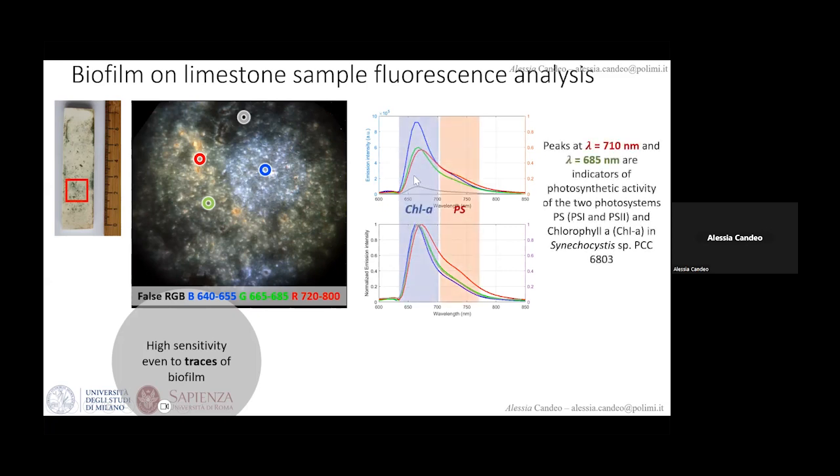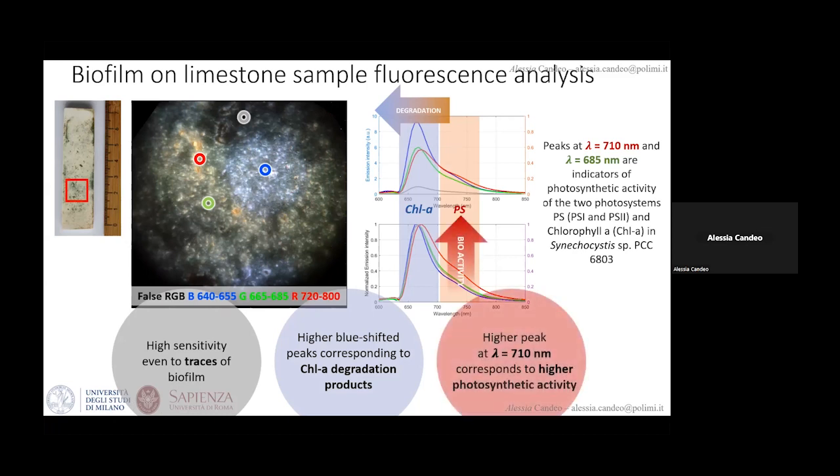And then from the fluorescence spectra, we can understand that there are 2 main peaks that we are observing, one at 700 nanometers, that is corresponding to the 2 photosystems PS1 and PS2 of the chlorophyll. And then we have another peak at 685 nanometers, which corresponds specifically to chlorophyll A. And then we can observe that this blue shift in the peak of chlorophyll A actually corresponds to degradation products.